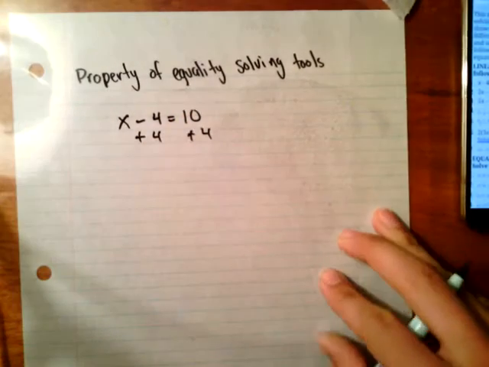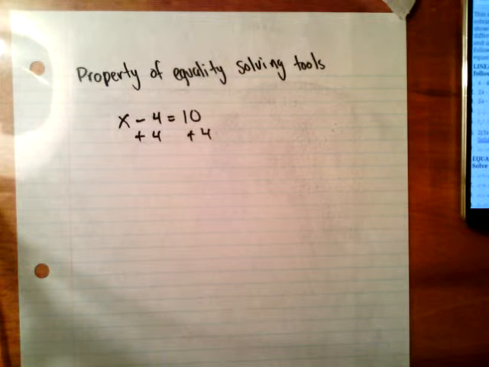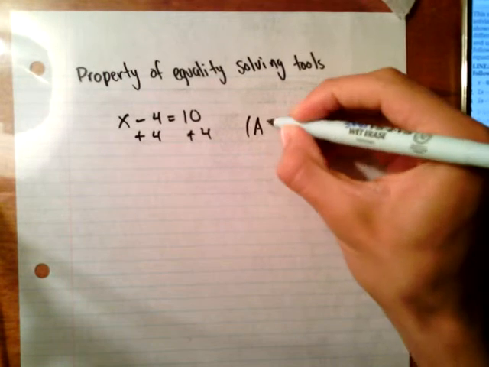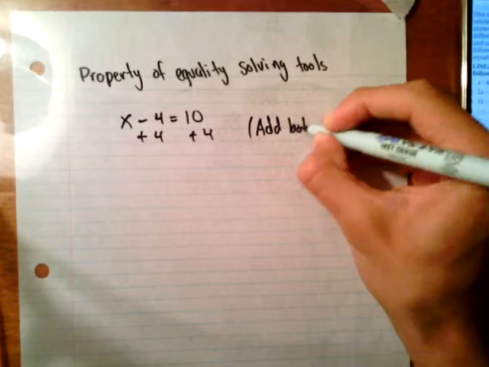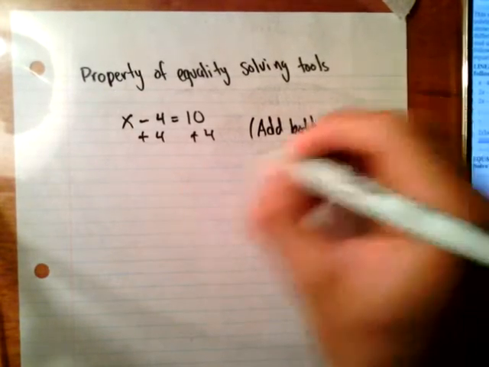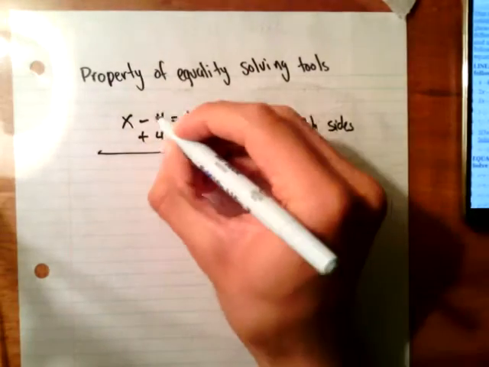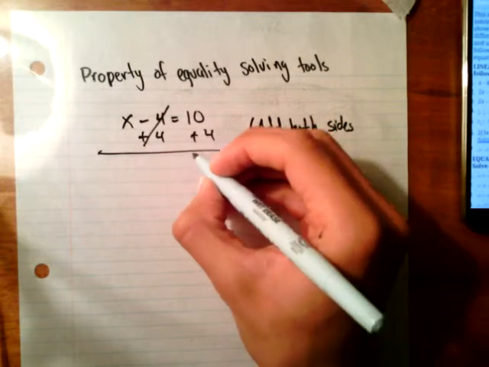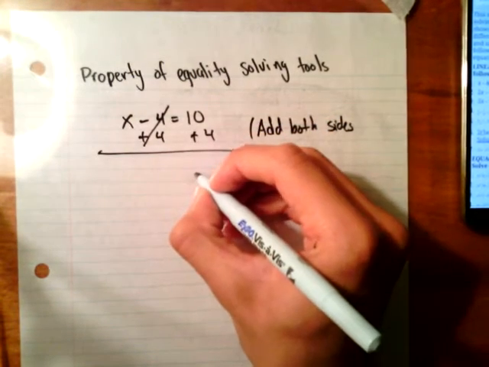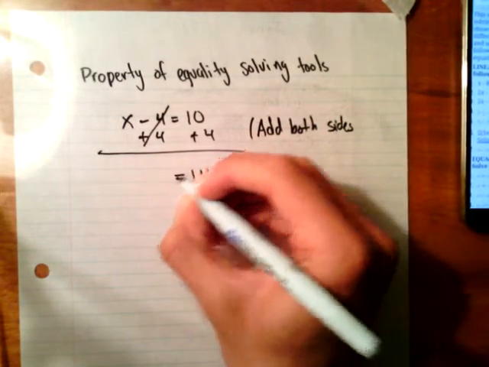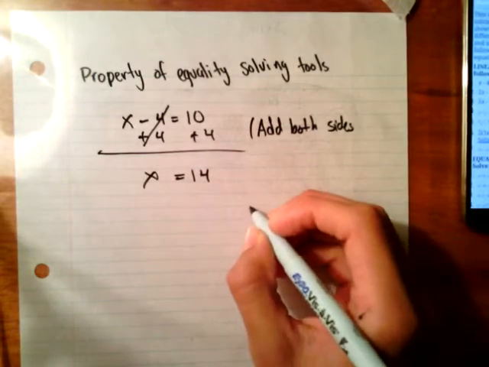So remember, think of the scale, where if it's already balanced and I'm just adding objects of equal mass to both sides, the scale will remain balanced. So we did add both sides. Alright, so by adding both sides, we see that this value cancels out. Then we have 10 plus 4. And then 10 plus 4 gives us 14. So x is equal to 14.